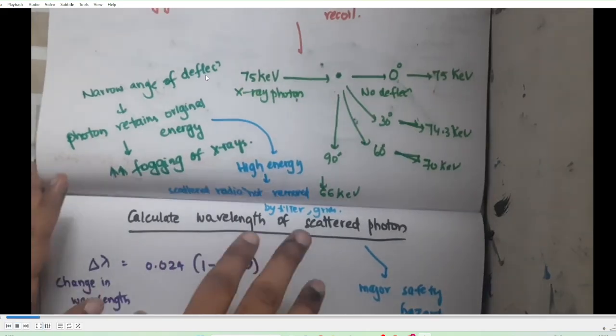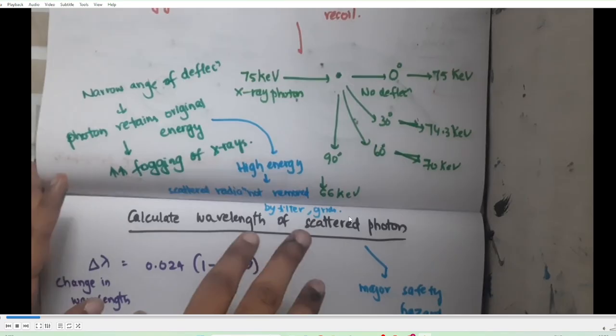Before we go further, one thing we have to see is that the narrower the angle of deflection, the more the photon retains its original energy. Thus, there is increased fogging of the X-ray films. The higher the energy of the scattered radiation, the less it is removed by filters or grids.